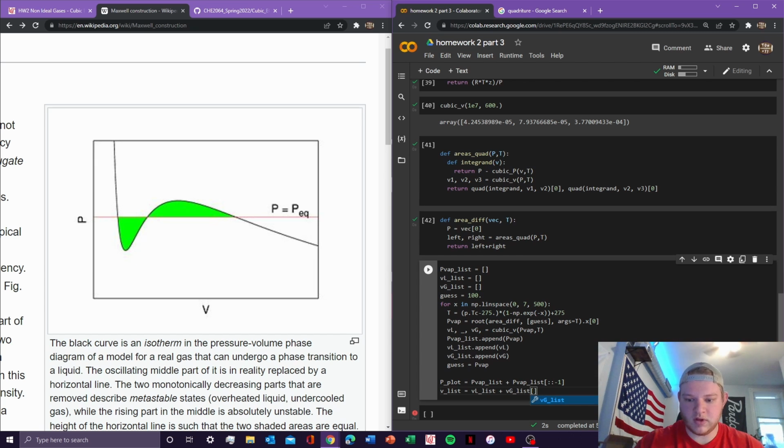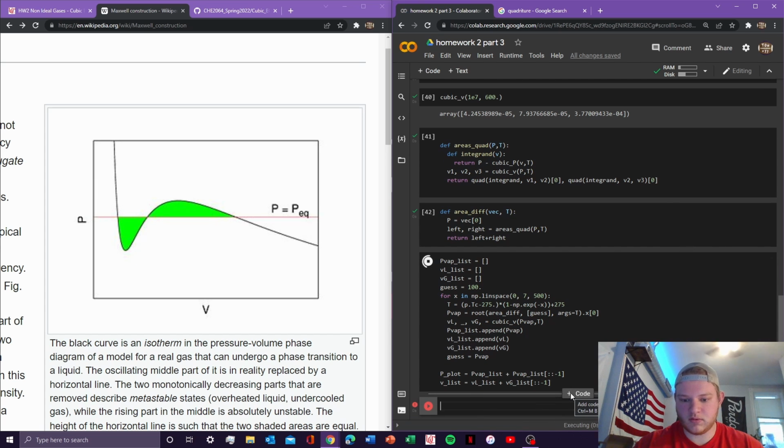This one is similar to the vapor pressure, but since the vapor pressure is the same on both sides, we don't have to do it twice. Since the volume is liquid on one side and gas on the other side, that's why we have gas on the other side. All right, make sure that works.